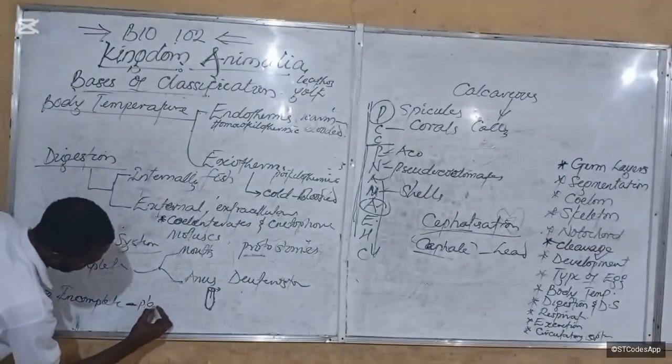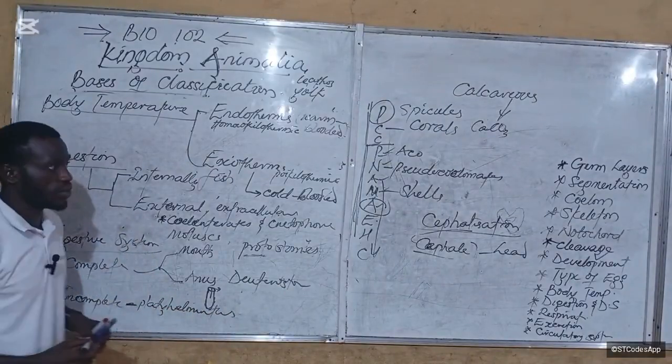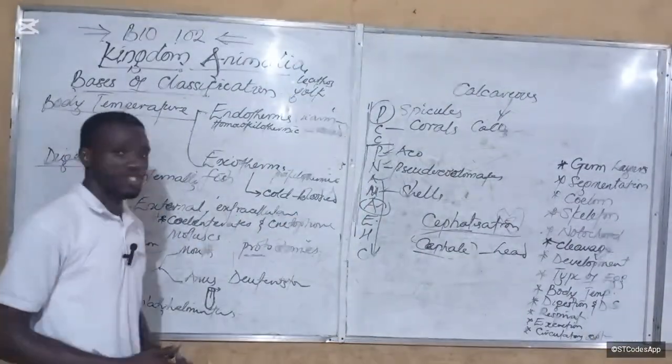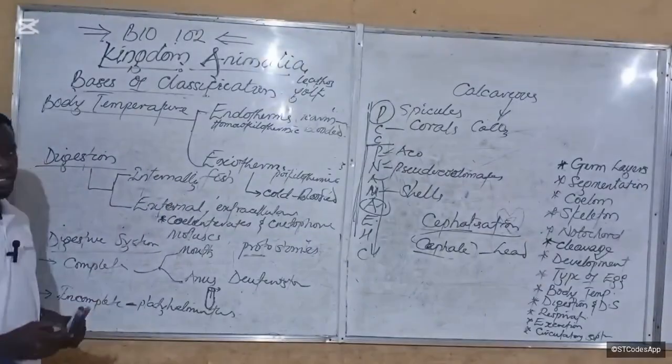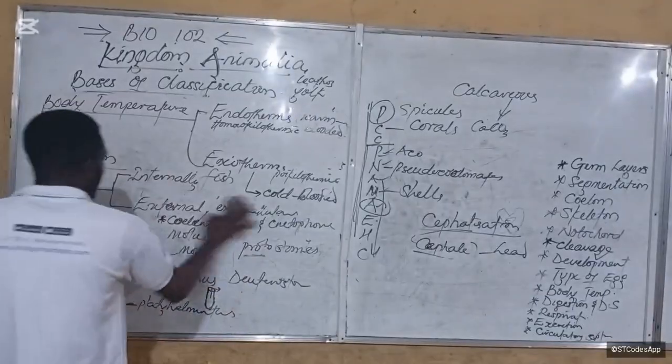So platyhelminths, they are the only ones here that have a blind gut or incomplete GIT. Is that clear? All right. Then let's talk about respiration and the respiratory system there.